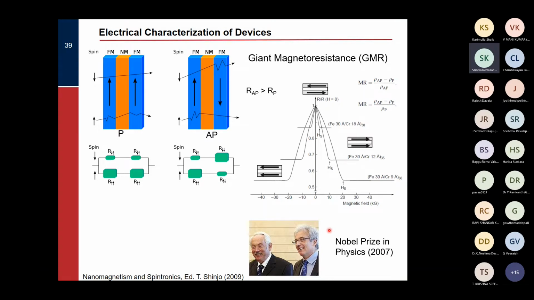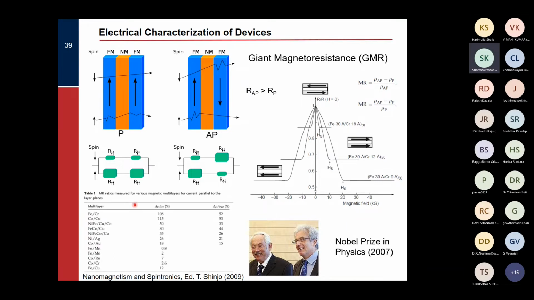Now, this has huge technological applications. Here are some typical systems which have been taken. For example, for iron chromium, you can see the ratio is like 100%. Then cobalt copper also is quite large.